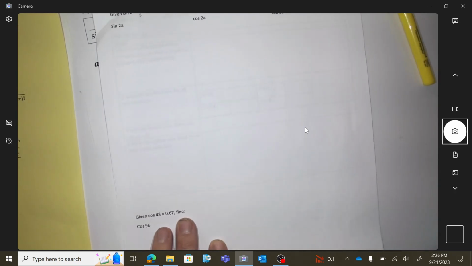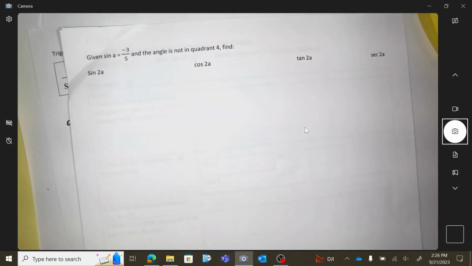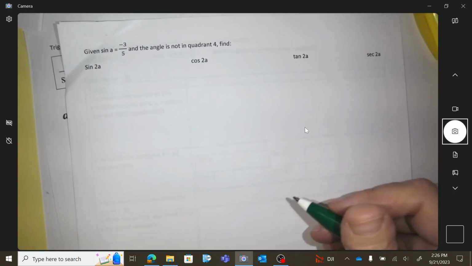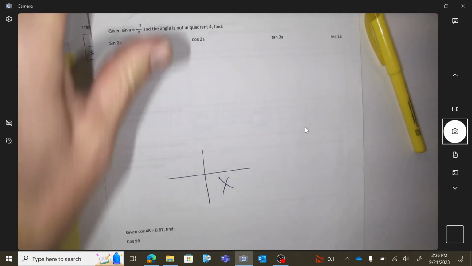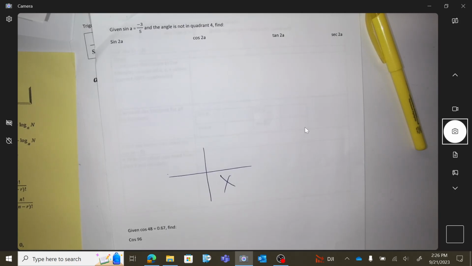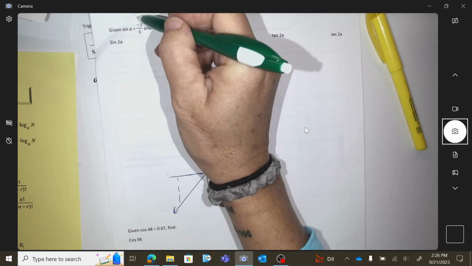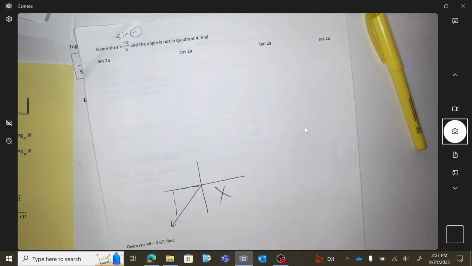Okay, so we were given the sine of our angle, and we were given it's not in quadrant 4. I'm going to go down here, and I'm going to do a bunch of work. What quadrant am I in? It's not in quadrant 4. How do I know which one I'm in? Quadrant 3, because sine is negative, right? Sine negative, not in quadrant 4.